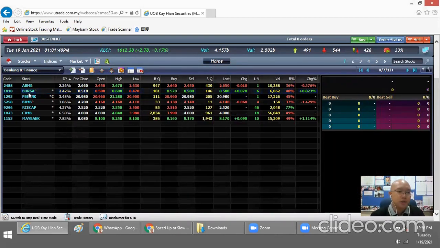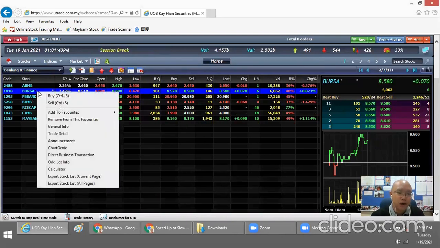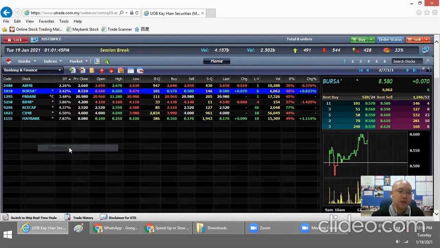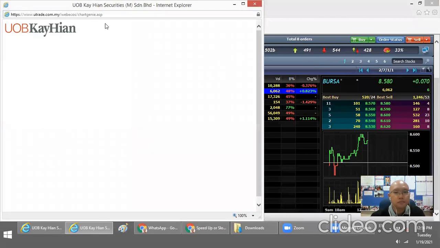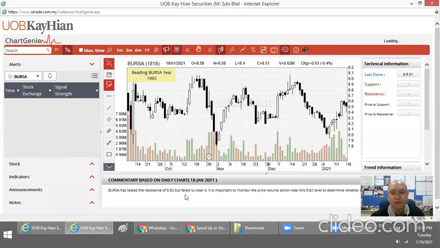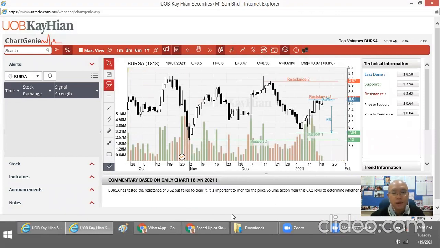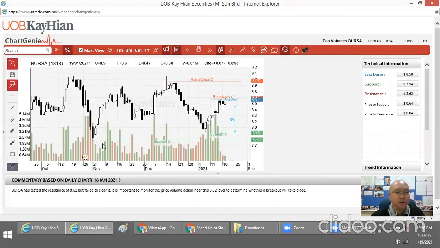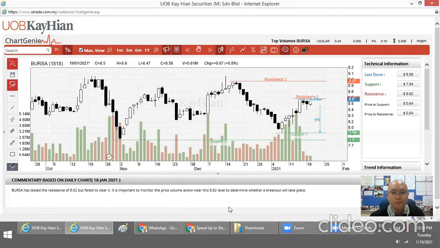So what I'm going to do is click on this share and then right click. You can see that there's a Chartgenie over here. Then I will wait for the Chartgenie to generate for itself, and I'll open it up to max view so that everyone can see this together with me. You can see here on the Chartgenie, there is some information which is already auto-generated for you.